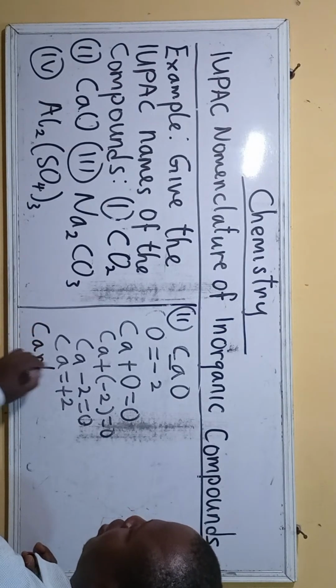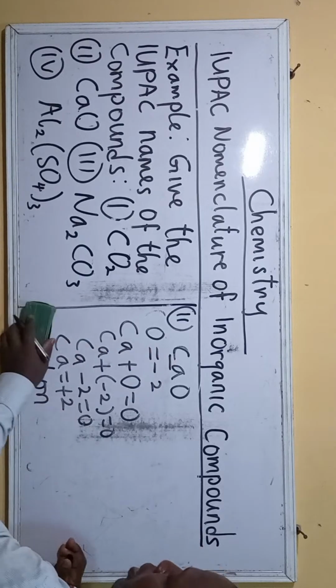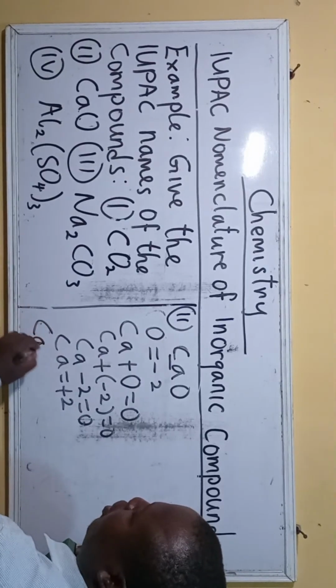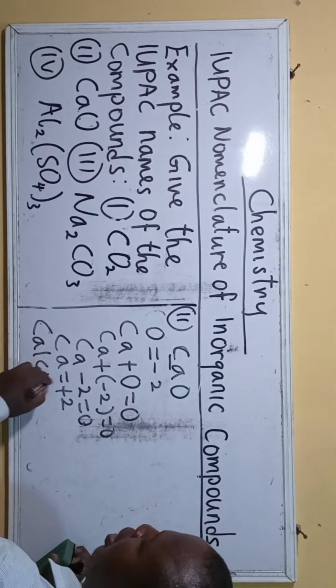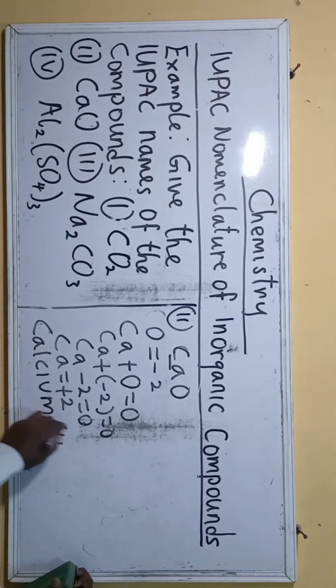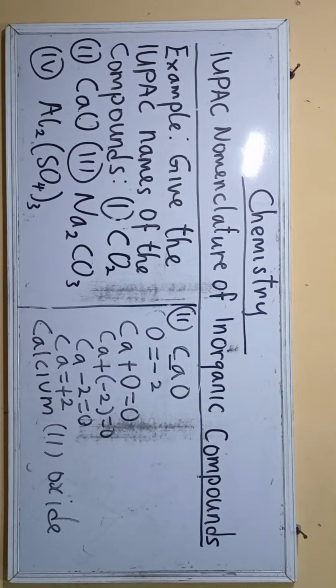No, sorry, it's not carbon. Ca is calcium. I have 2 here, 2 oxide. Calcium 2 oxide. This is the name of this compound.